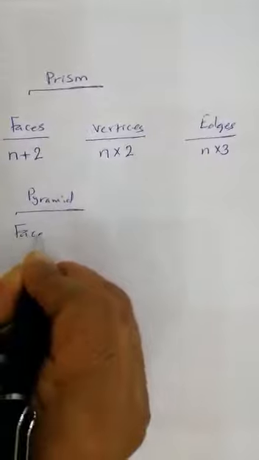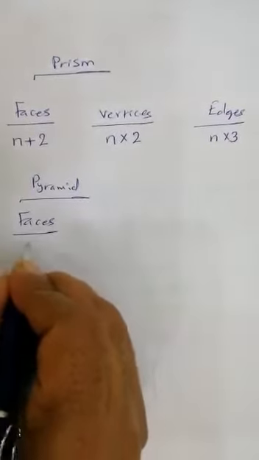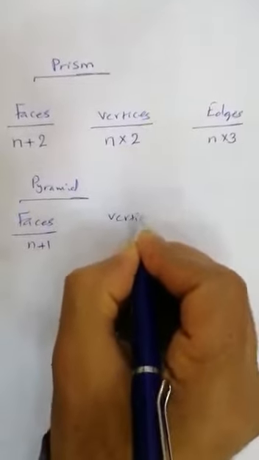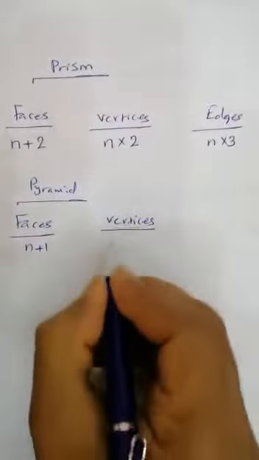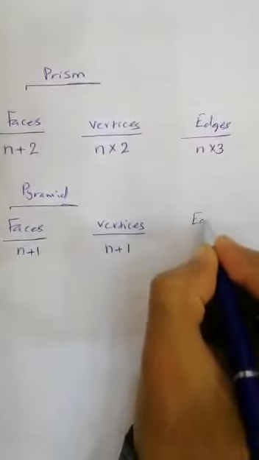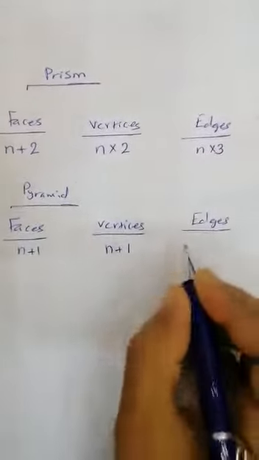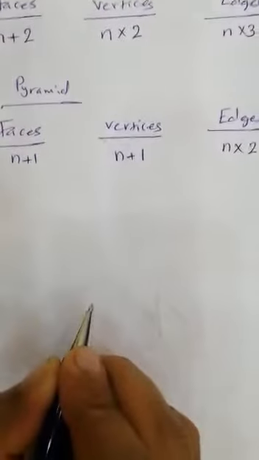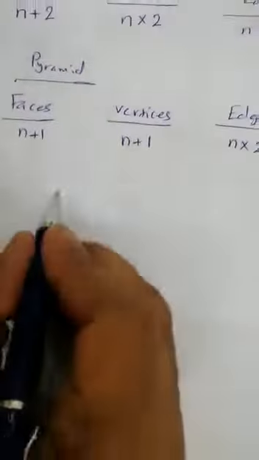Okay guys, now in the pyramid, the number of faces is n plus 1, the number of vertices is n plus 1, and the number of edges is n times 2.